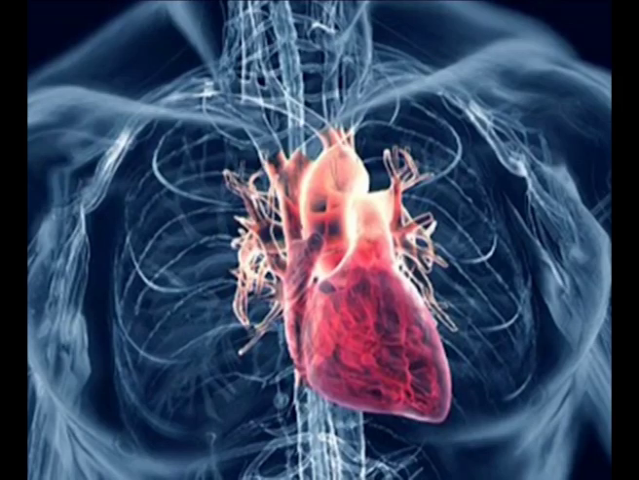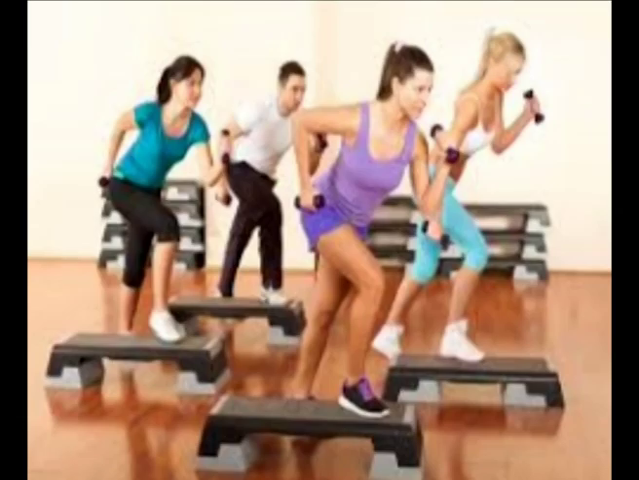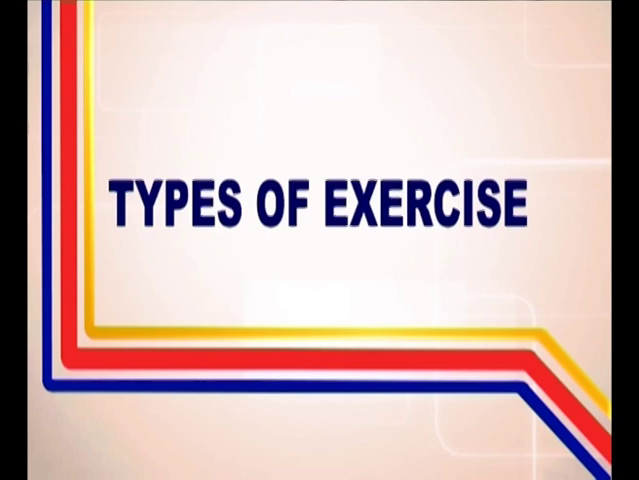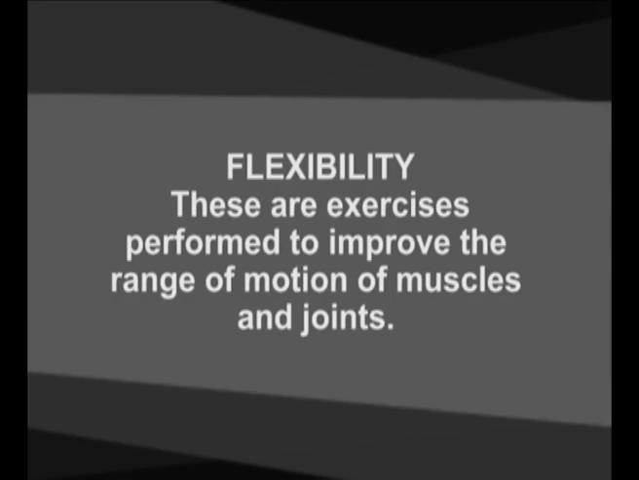Frequent and regular physical exercise is an important component in the prevention of some of the diseases of affluence such as cancer, heart disease, cardiovascular disease, type 2 diabetes and back pain. Types are depending on the overall effect on the body. There are 3 types. First is flexibility, second is aerobic and third is anaerobic. Types of exercise. Flexibility. These are exercises performed to improve the range of motion of muscles and joints.